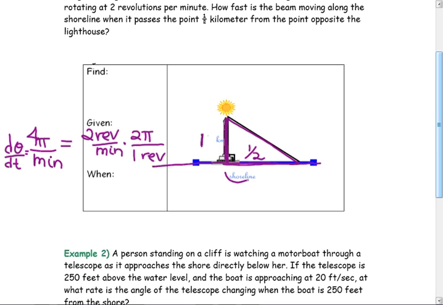Well, this is the length on the shoreline. What do you want to call it? L. I don't want to call it X. That's okay. So dL/dt is what I want to find when this distance is... I know it's wordy, but it's the way it's written in the book. It says when the light passes the point 1/2 kilometer from the point opposite the lighthouse. Here's the point opposite the lighthouse. So it's going to be 1/2 kilometer from that. That's half the battle on the exam, reading it. So L equals 1/2.